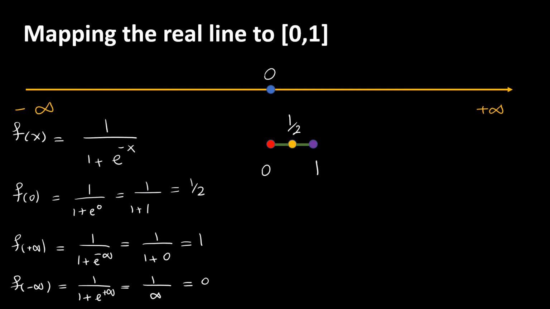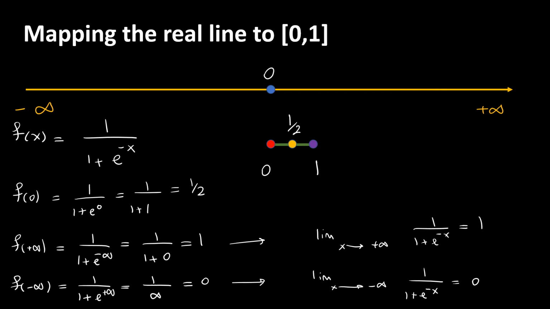Now let's see if it gets the job done. If you plug 0 in, you would get e to the 0 in the denominator and the ratio would be 1/2. If you plug in positive infinity, you would get e to the negative infinity, which is 0, and then the ratio would be 1. And if you plug in negative infinity, you would get e to the positive infinity, which is going to be infinity, and the ratio would be 0. Notice that the last two cases are limits and should be written in this form.